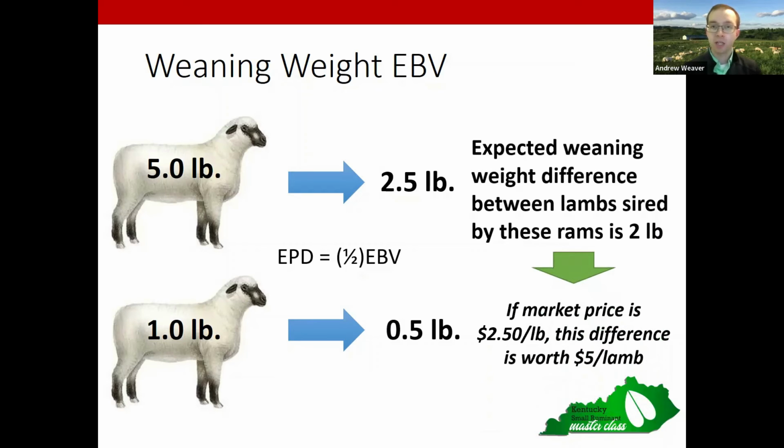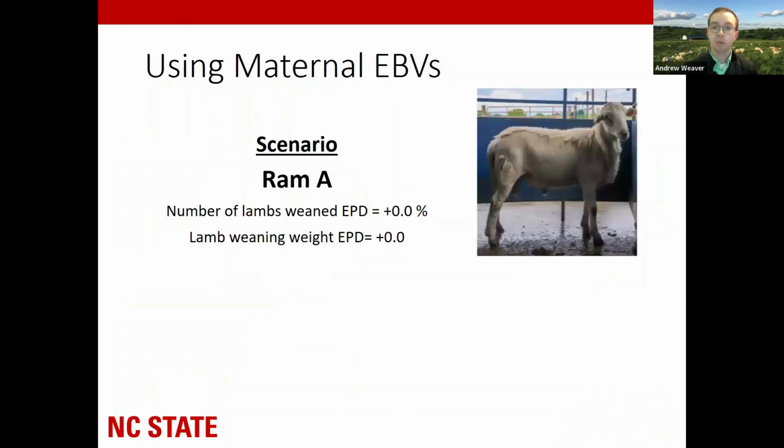And if that market price is about $2.50 a pound, then this difference is worth about $5. So by utilizing the ram on the top versus the ram on the bottom, for every lamb that he produces, that lamb is worth an additional $5 compared to had I used the ram on the bottom. So our selection decisions can have direct impacts on the value of our progeny, the value of our lamb crop that we are generating. Another example of this can be shown utilizing maternal EBVs.